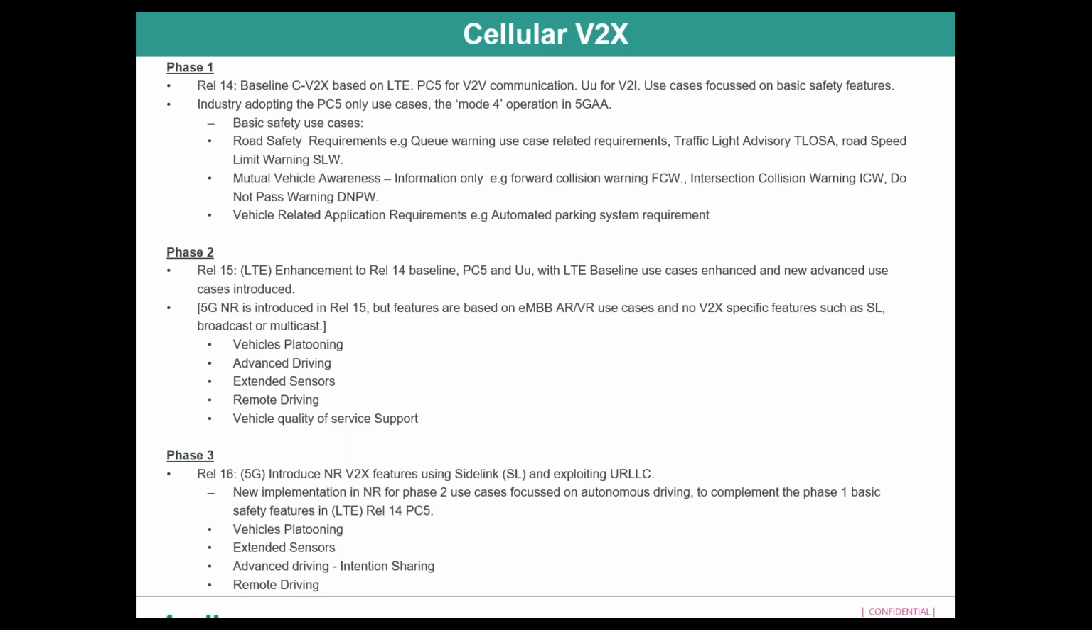As I said, we saw some items in release 14. I don't expect release 15, specifically for SideLink purposes, to take popularity. But I think the dominance is going to be coming for features that are being deployed in release 16 for 5G NR-based V2X.